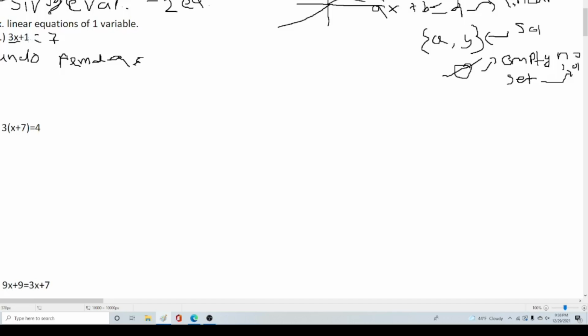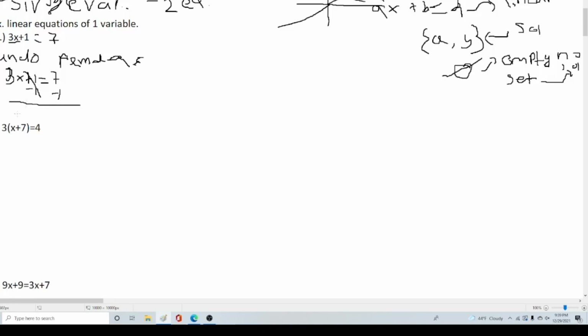So instead of +1, we're going -1 on both sides, because that's the rules of algebra. Whatever you do to one side, you must do to the other. So 3x plus 1 is equal to 7. Until you can do this mentally, I recommend writing it out like this. It just organizes your work more. Alright, so on this side, +1 and -1 cancel out.